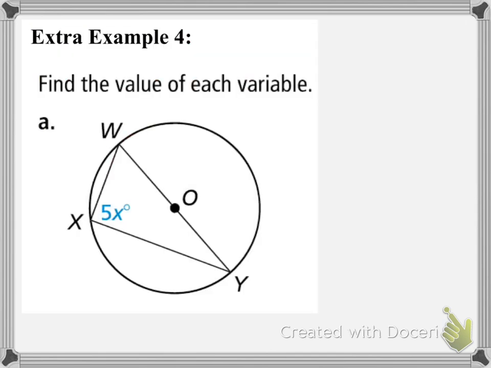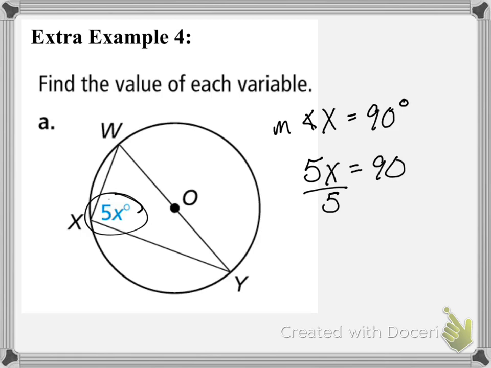Okay, so here it says find the value of each variable. Here I have a triangle inscribed in a circle. This is the center, so this tells me that WY is a diameter. Since this is a diameter, I know this angle X is a right angle, so the measure of angle X is 90 degrees. But we also know the measure of angle X here is 5X. So 5X equals 90, divide both sides by 5, and 90 divided by 5 is 18. So X would be 18.